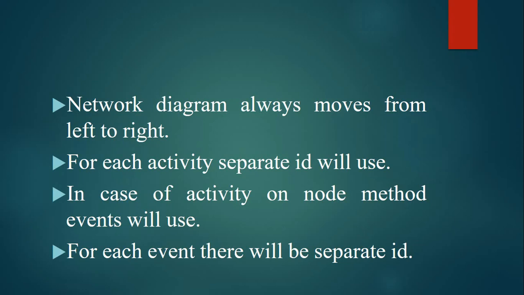A network diagram always moves from left to right, not from right to left, top to bottom, or bottom to top. It will always be shown, either in the software or manually, from left to right. For each activity, that is, each piece of work, a separate ID will be used. In the activity on node method of project scheduling or networking, events will be used, and for each event there will also be a separate ID, which will be different from the activity ID.